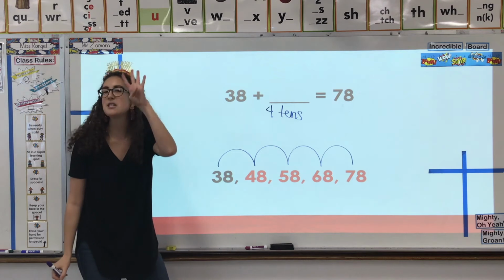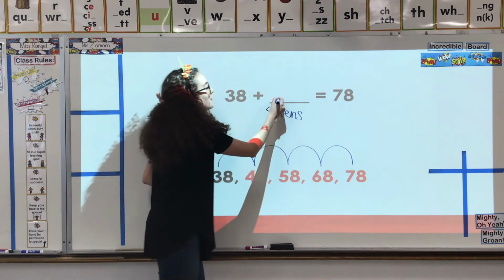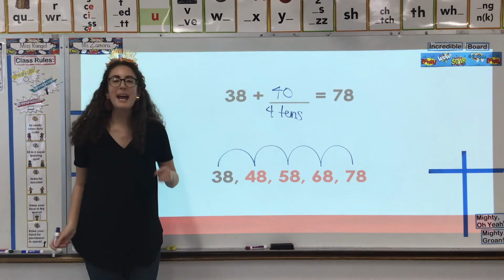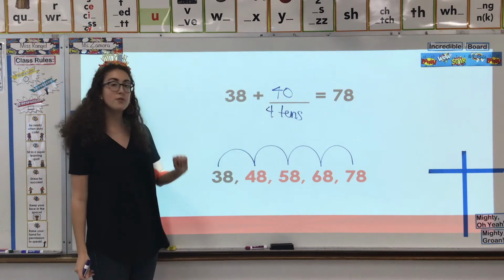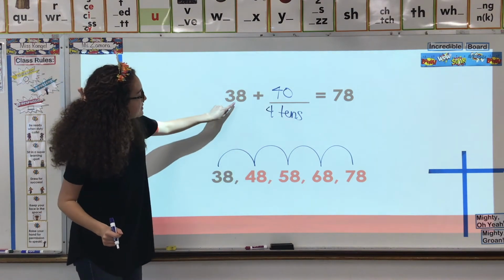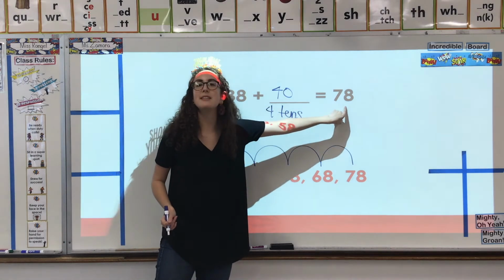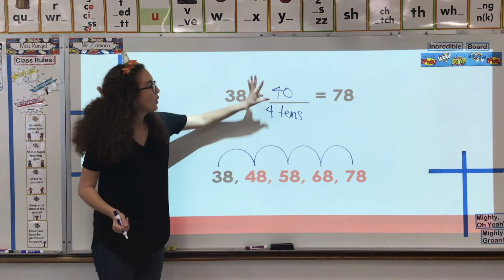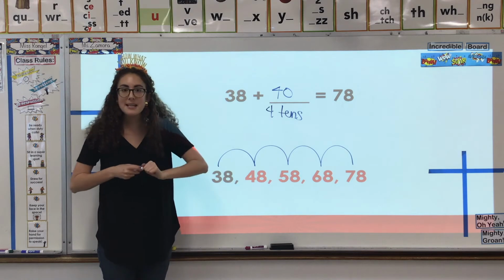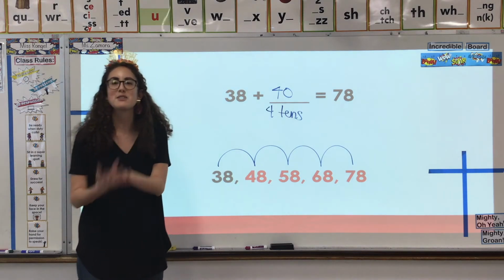And how much is 4 tens? 40, of course. We added 4 tens, which was 40. So we completed our equation, and it is 38 plus 40 equals 78. We were able to find that missing number by using our second skip counting strategy.